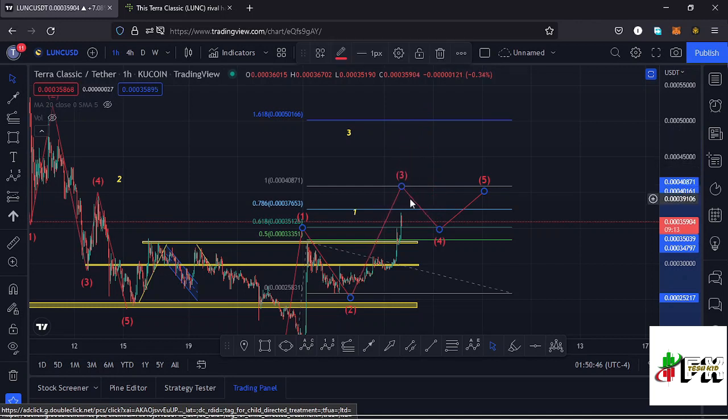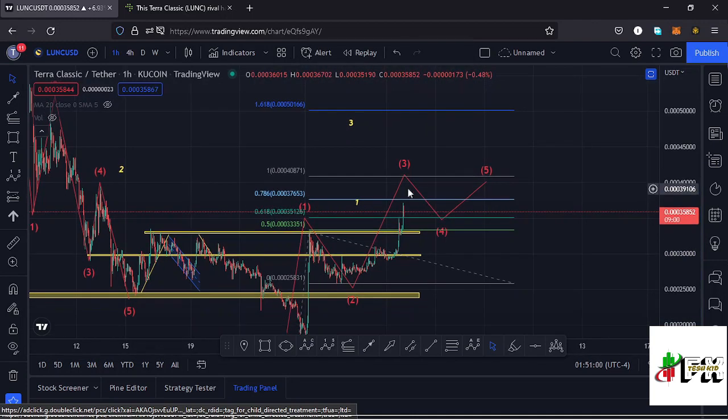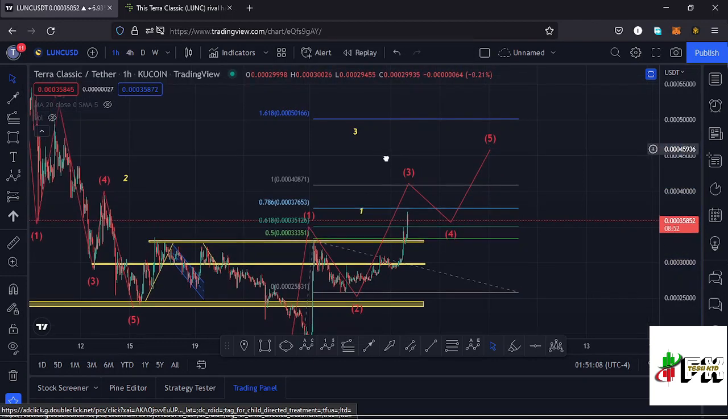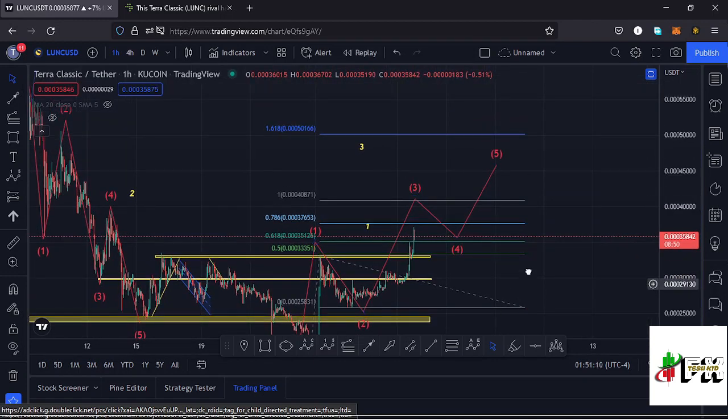But using the 1-to-1 fib ratios, we can get a minimum target area for that wave 3 to the upper side at around the $0.004 mark, and that is at the fib level 1. And once that plays out, then we can expect a bit of a retracement to the lower side in the formation of a wave 4, then a wave 5 to complete a higher Elliot wave count 1 within a wave 3. So let's be patient and see how that plays out.